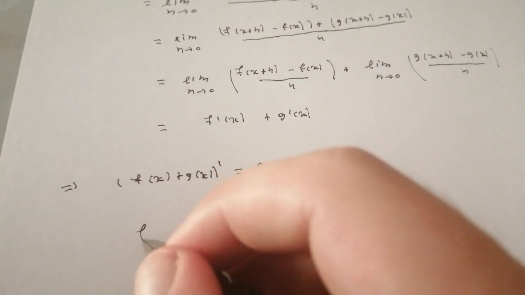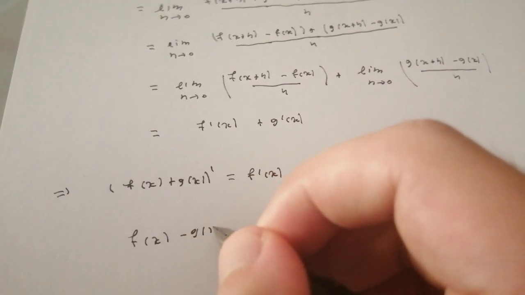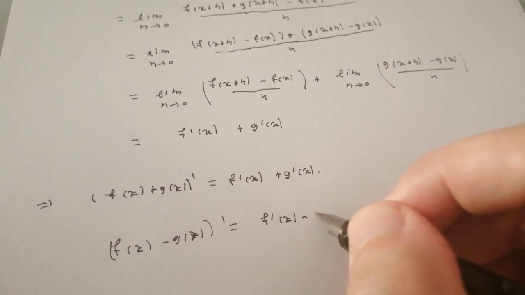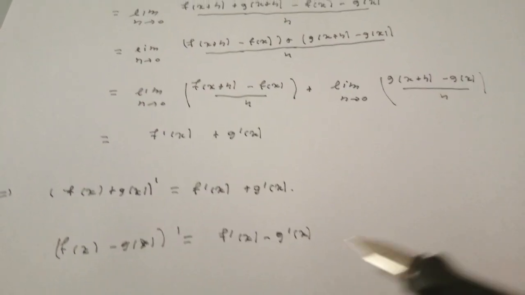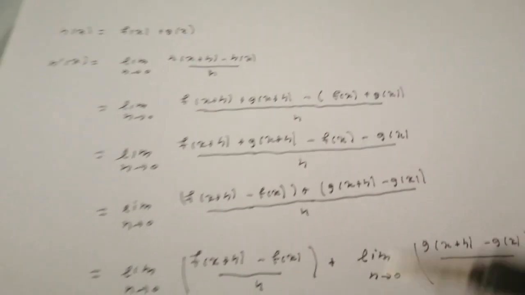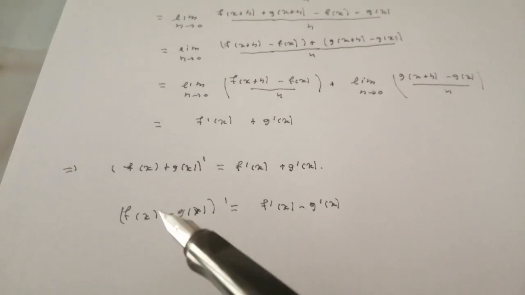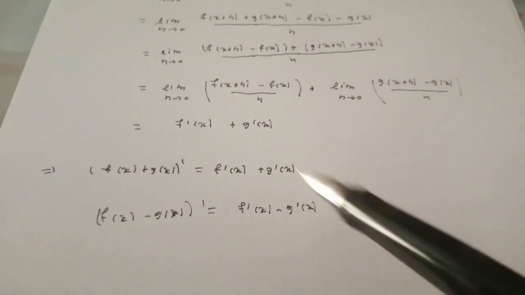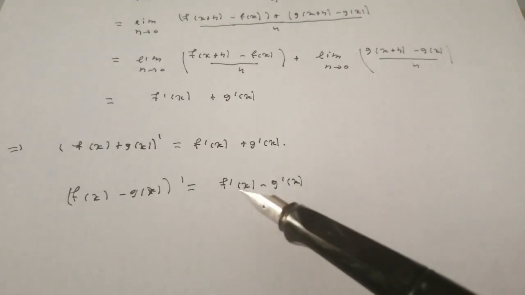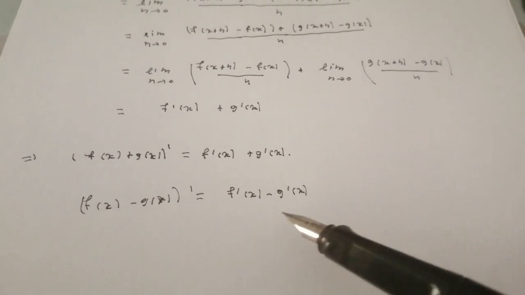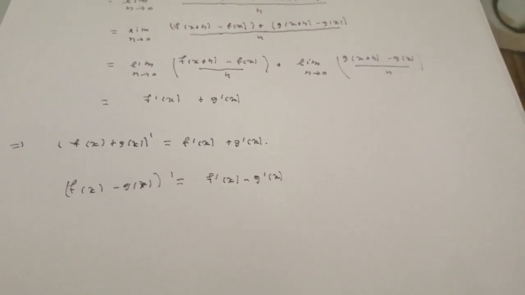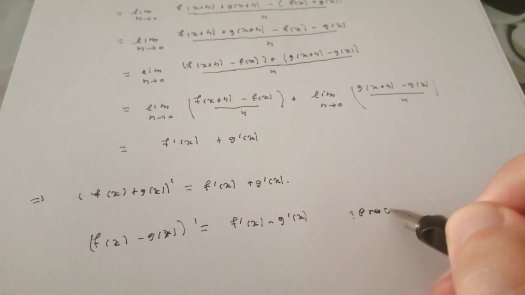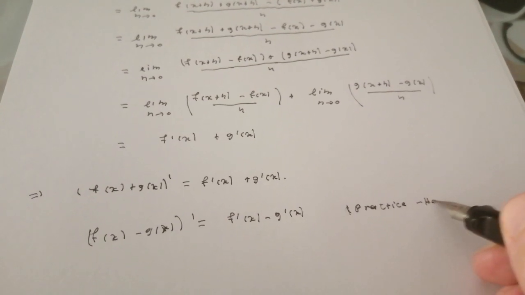Similarly, this holds when you have the difference of the two functions: (f of x minus g of x) prime is f prime of x minus g prime of x. And you can prove this by using the same approach that we have used before. So you can set a function to be, let's say, mu of x, and then take the definition of the derivative and do the calculations, and you end up with the difference of the derivative of f minus the derivative of g. You can do this as a practice, or maybe homework, let's say homework.